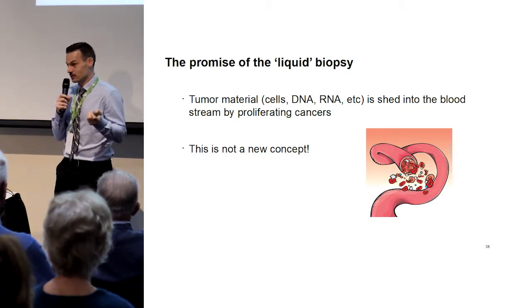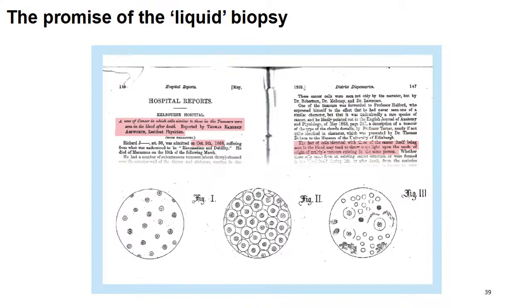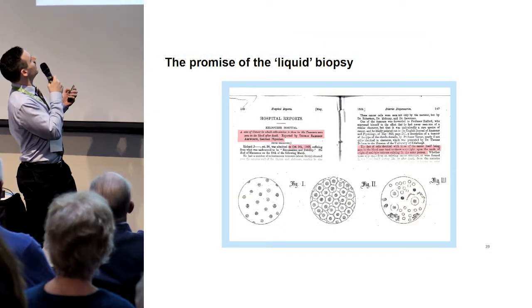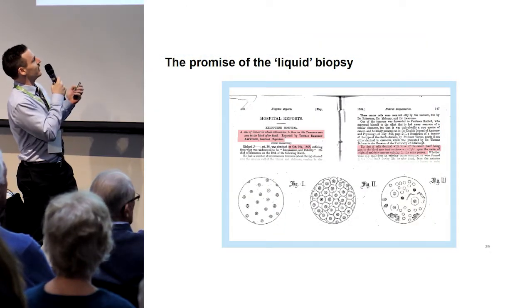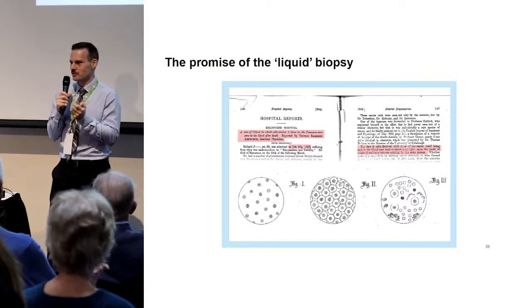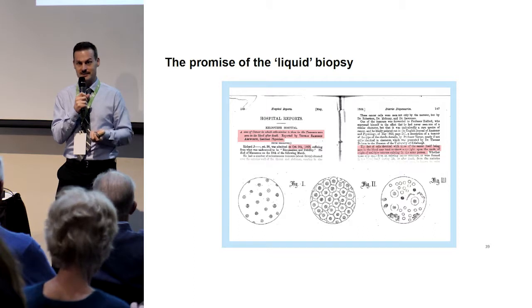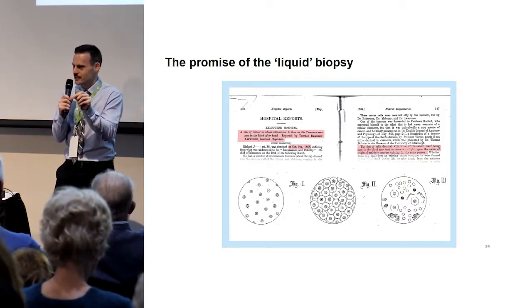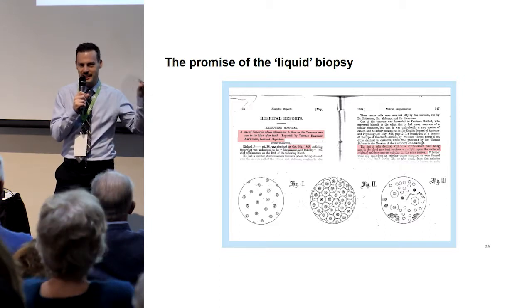This is actually not a new concept, and I found this article from 1869, by a pathologist called Thomas Ashworth, who looked down the microscope at a blood sample from a patient of his who had just died of cancer, and noticed that there were cells in the bloodstream that looked very, very similar to the cancer itself.